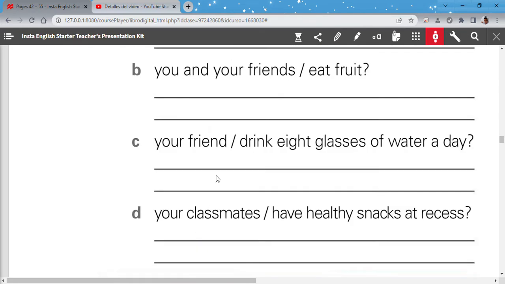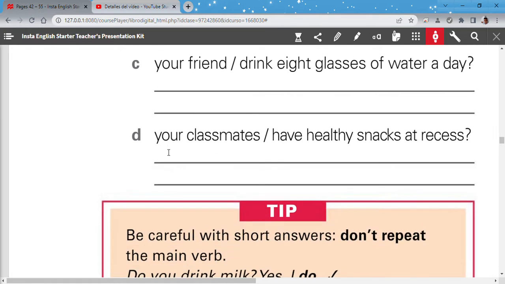Your friend drink 8 glasses of water a day? Your friend, only one friend. Does your friend drink 8 glasses of water a day? Yes, he does, in the case of the boys, or yes, she does. No, he doesn't, or no, she doesn't. Your classmates have unhealthy snacks at recess? Does or do? Do or does? Classmates. Do your classmates, plural, have healthy snacks at recess? Yes, they do. No, they don't.